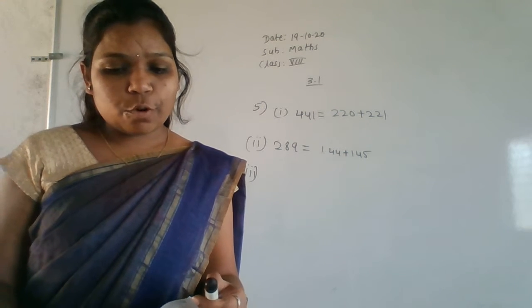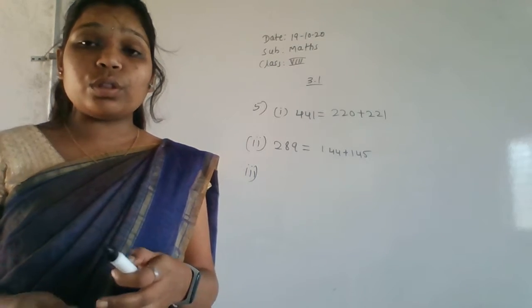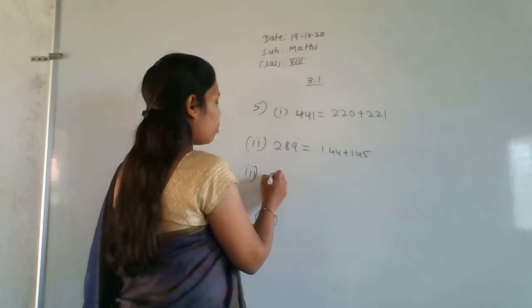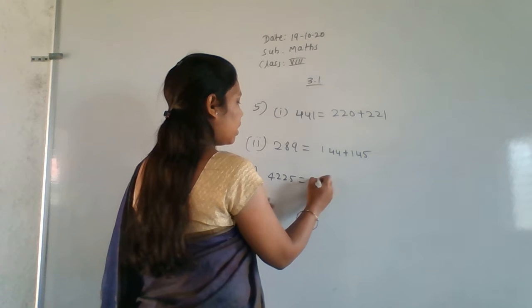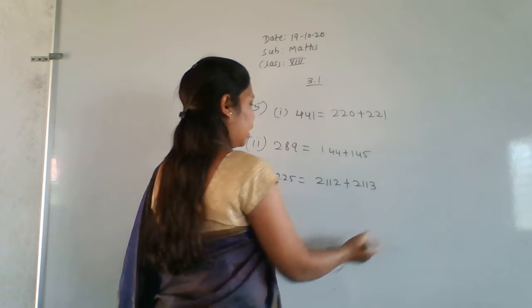Okay, so that is a 4225. That answer is what? 2000. Third problem is 4225. That answer is 2112 plus 2130.